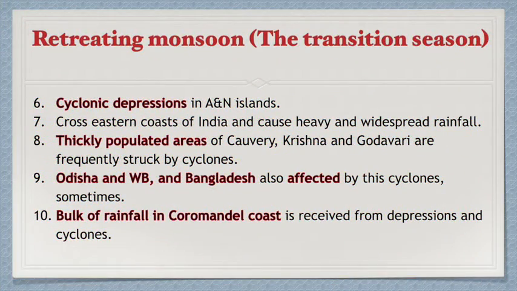Then cyclonic depressions develop in the Andaman and Nicobar Islands during the retreating monsoon period. They cross the eastern coast of India and cause heavy rainfall and widespread damage to both life and property. Thickly populated areas of Kaveri, Krishna and Godavari are frequently struck by these tropical cyclones developing during the retreating monsoon season. Odisha, West Bengal and Bangladesh are also affected by these cyclones. The bulk of rainfall on the Coromandel coast is received from depressions and cyclones formed in the Andaman and Nicobar Islands.